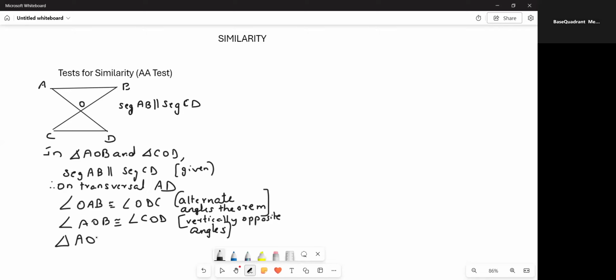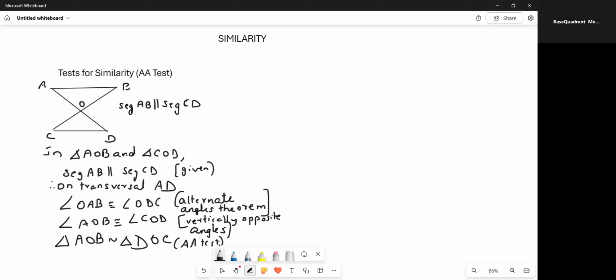Therefore, triangle AOB is similar to triangle... Yes. Now let's look for the correspondence here. A corresponds with D. From the figure also, A corresponds with D. So A comes first means D comes first here, right? Then O corresponds with O, from the figure also, because they are vertically opposite angles. O comes in the middle. And the remaining letter in this triangle is C. So AOB is similar to DOC by AA.